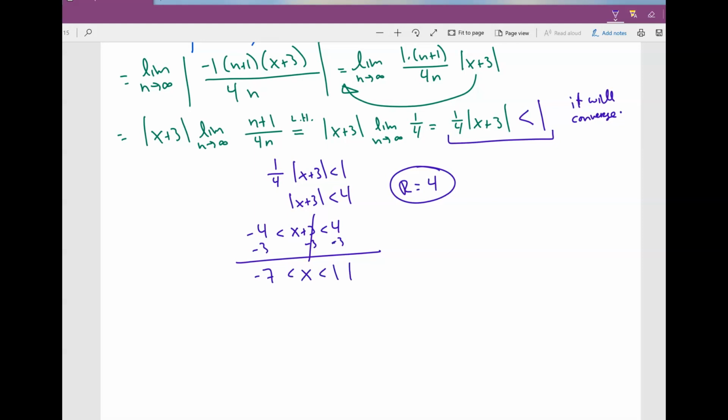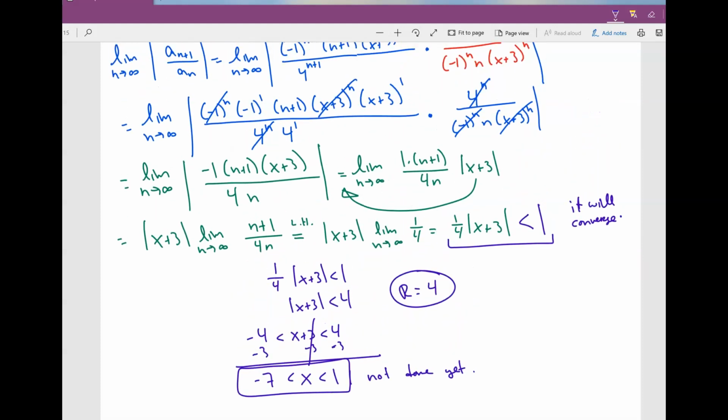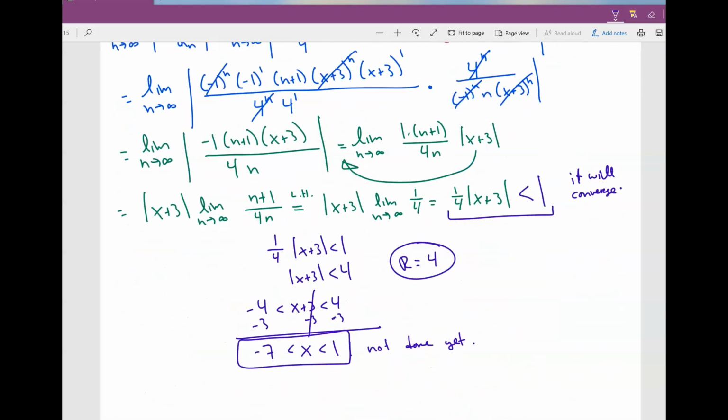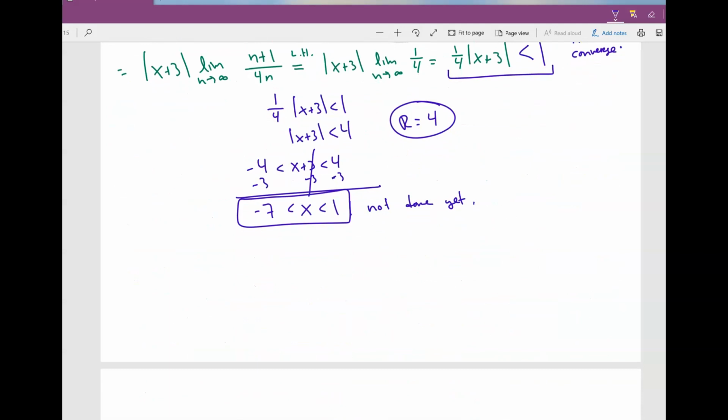Now be very careful, because this is not the answer. We're not done yet. Because it seems very easy. Oh, the interval of convergence is going to be between -7 and 1. So as long as -7 and 1 is plugged into the value of x, then we should be fine. But that's not quite what we want to figure out. Because what happens if it equals -7, if it equals 1? Well, when the ratio test is equal to 1, it's inconclusive. We're not sure. So we have to check the endpoints.